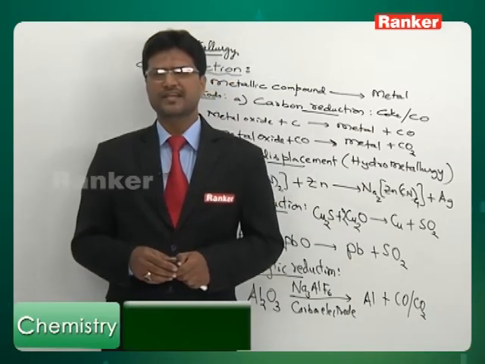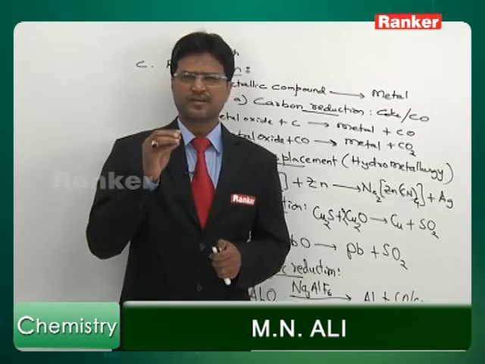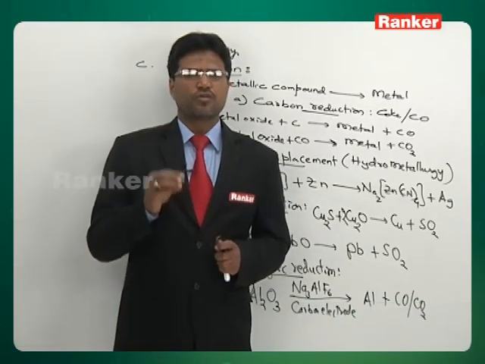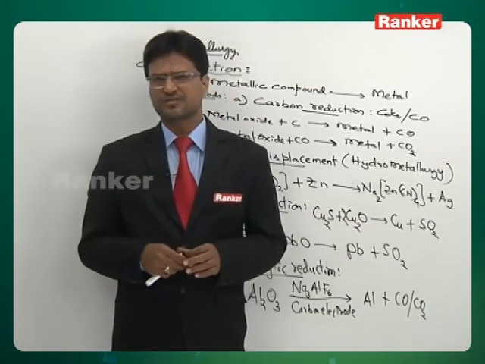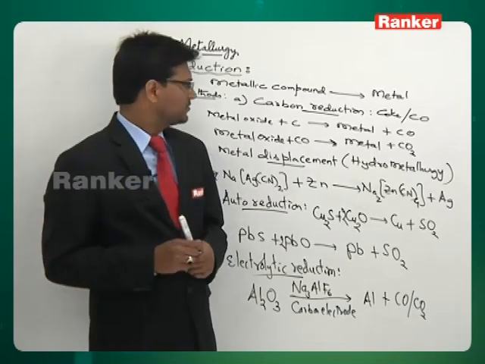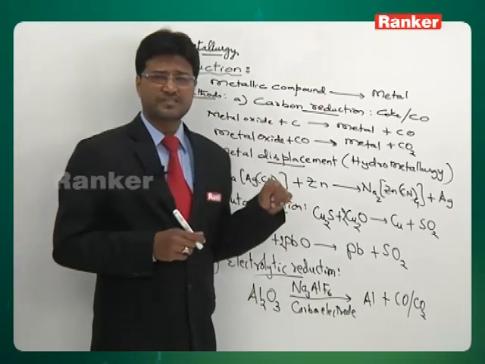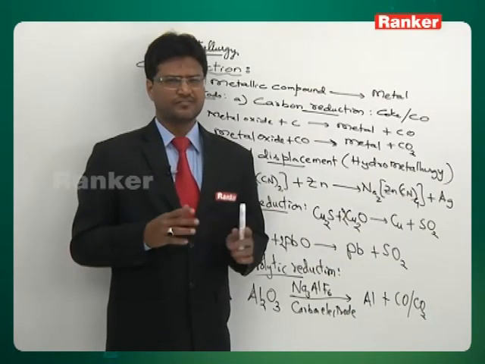And then you have pyrometallurgy. Here a metallic compound, especially its oxide, is heated with some reducing agent. Coke or carbon is generally used as a reducing agent. There are other reducing agents also. Then the metallic oxide will get reduced to metal. So these are the three important stages. Another stage is refining of metal. We'll be continuing with refining of metals.